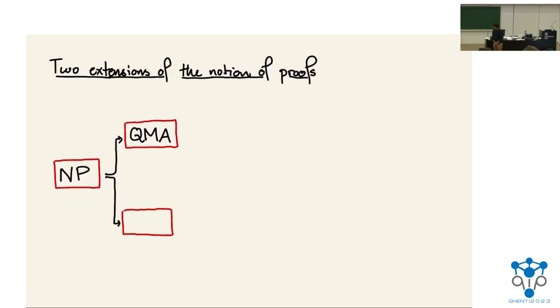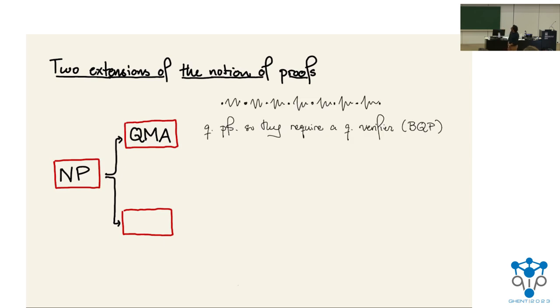Now, there are two natural extensions of NP that one should think about. The first is QMA, the reason we're here, the quantum version. We're going to start looking at quantum proofs. If you have a quantum proof, it's going to necessitate a quantum verifier. If someone is going to read these quantum bits, they need to be a quantum computer, otherwise it's basically classical.